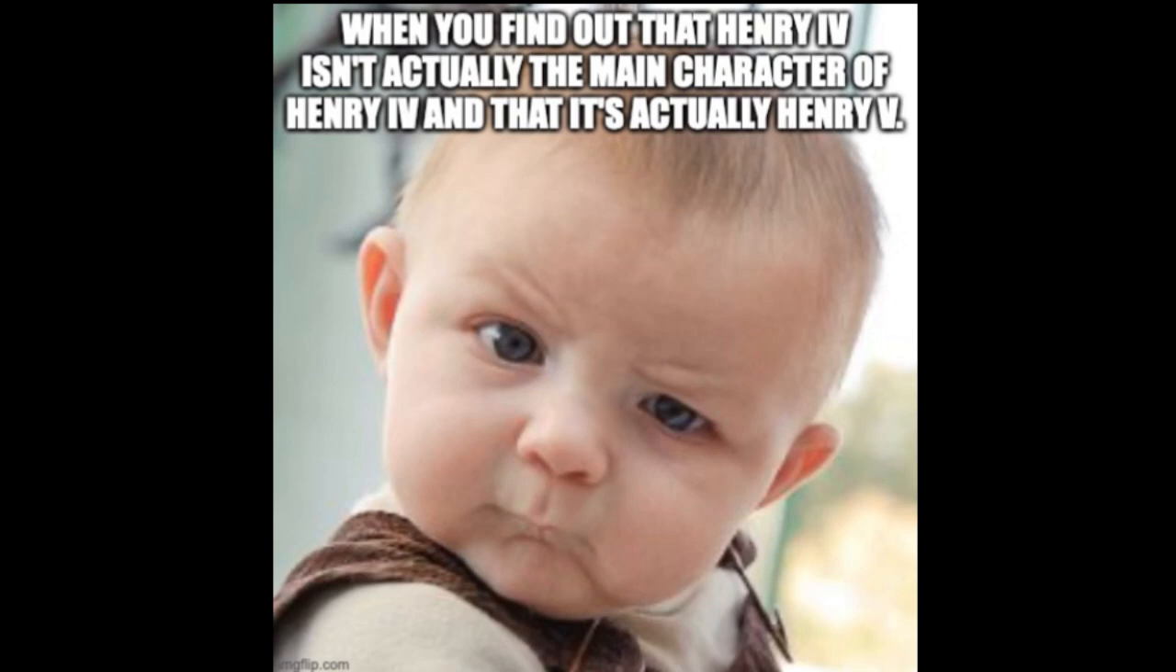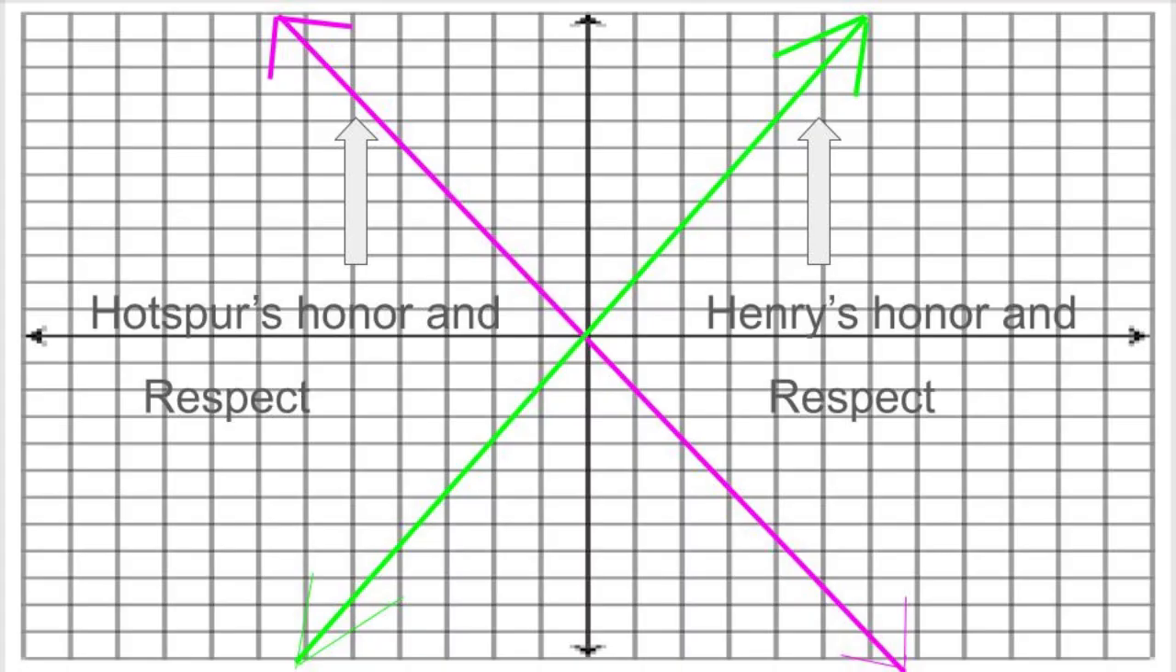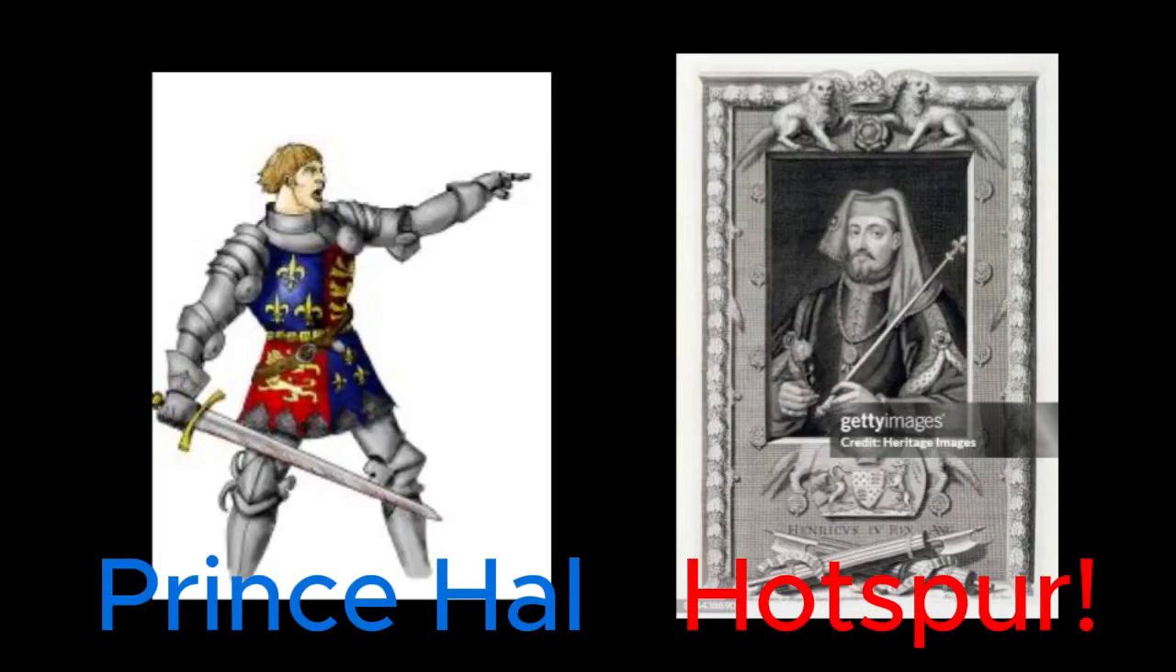The graph represents their respect and honor throughout the book. In the beginning of the story, Hotspur and Hal are on opposite sides of respect, reputation, and honor. It is modeled in the way Henry IV feels about his son.